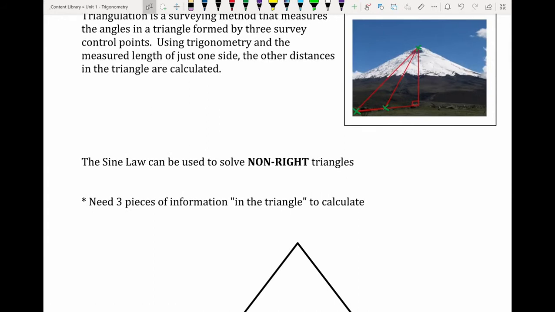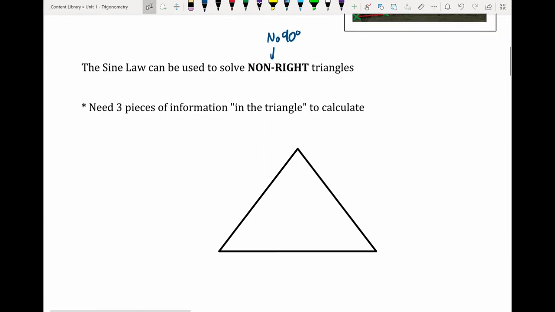The sine law can be used to solve non-right triangles. This means no 90 degrees. There's not going to be a right angle, 90 degrees. And you're going to need 3 pieces of information in a given triangle to calculate.